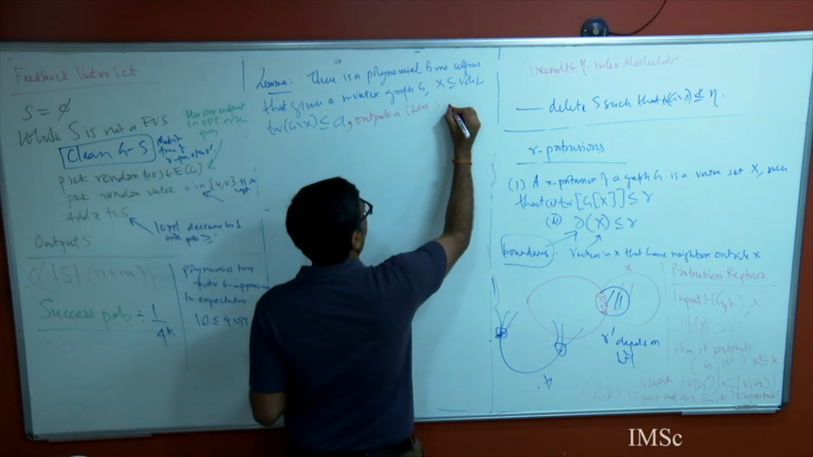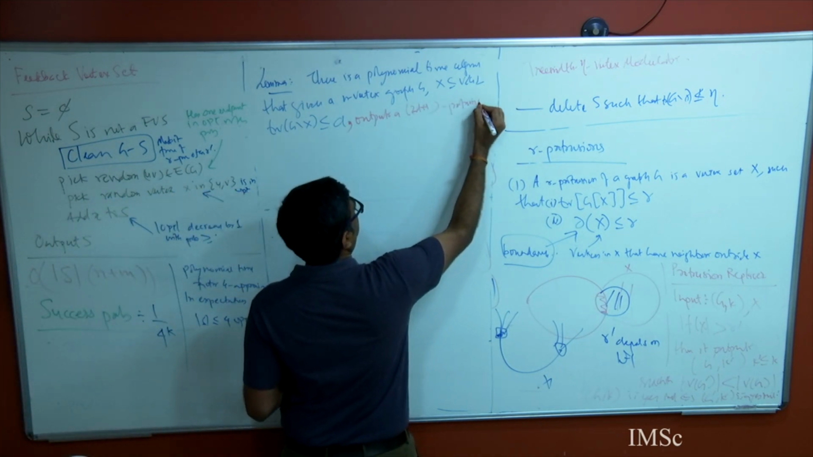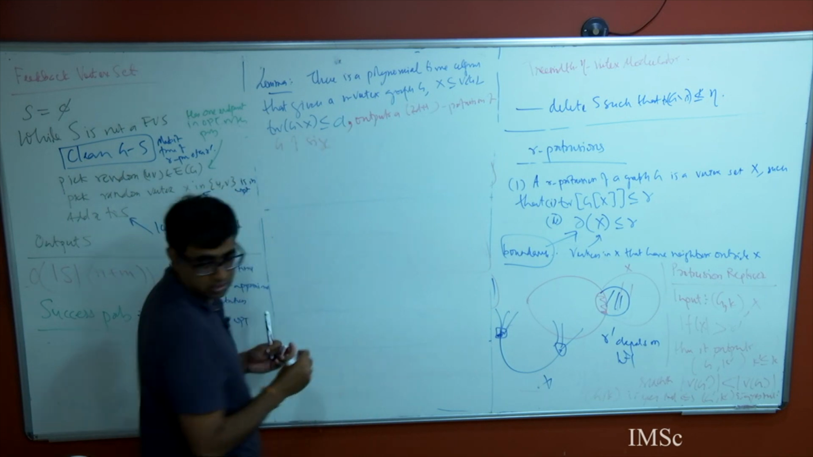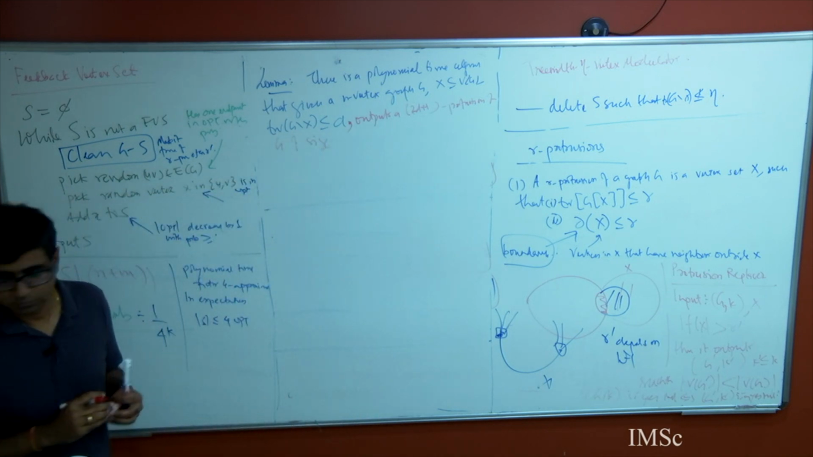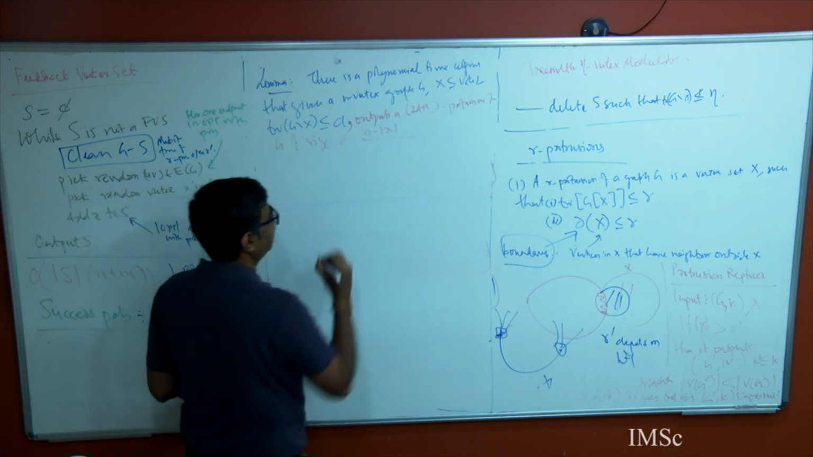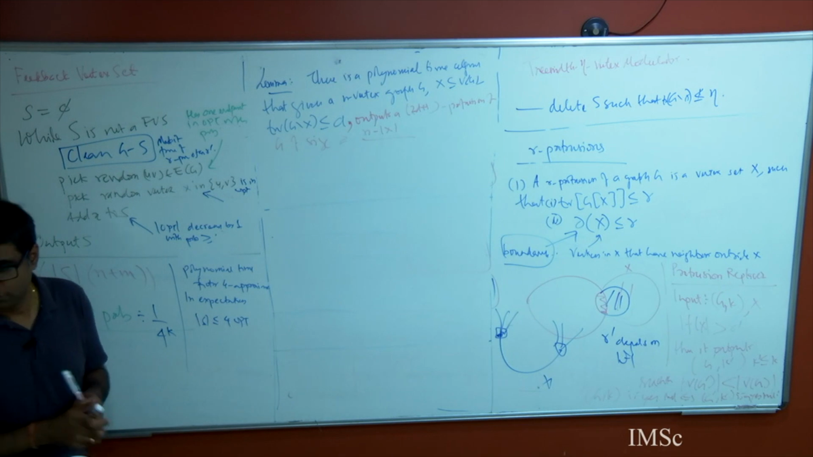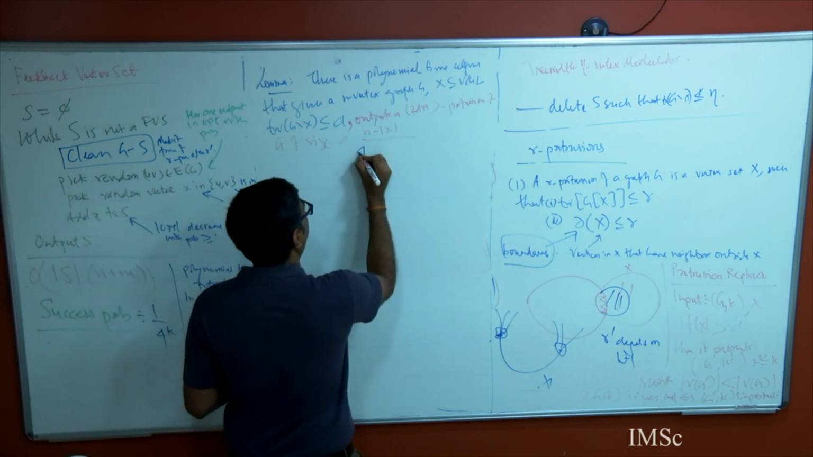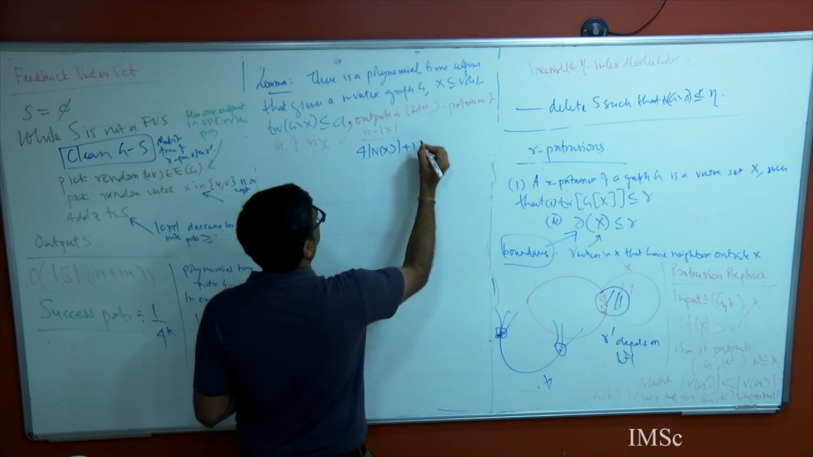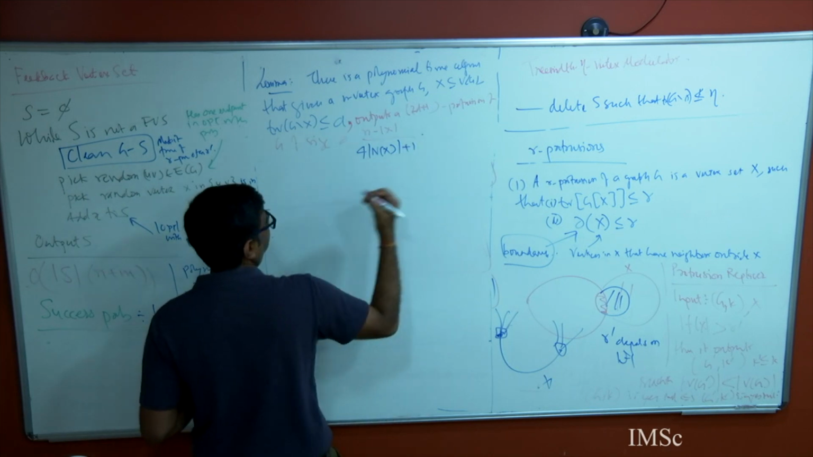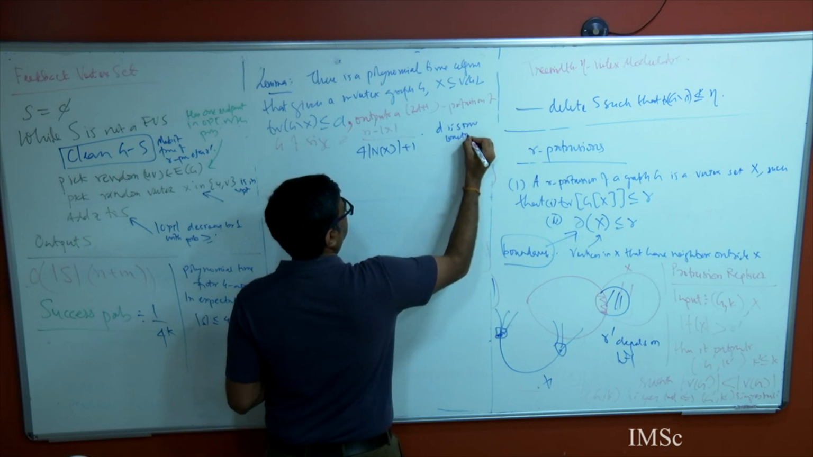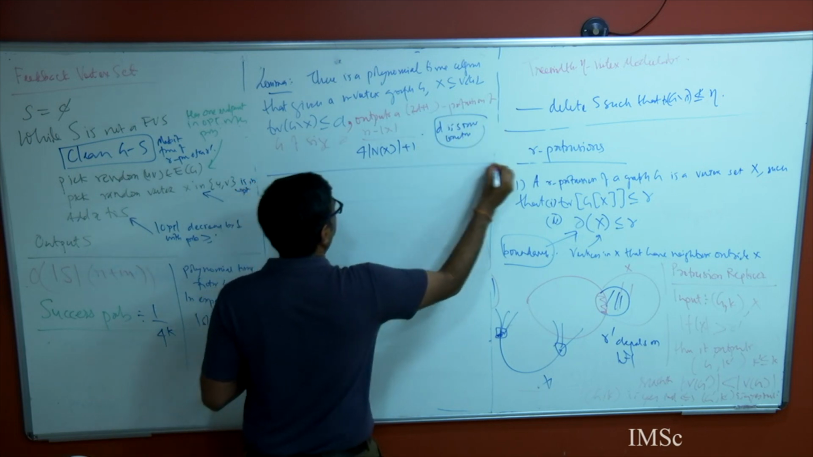protrusion of G of size at least (n minus |X|) divided by 4 times (|N(X)| plus 1). And d is some constant. Okay?